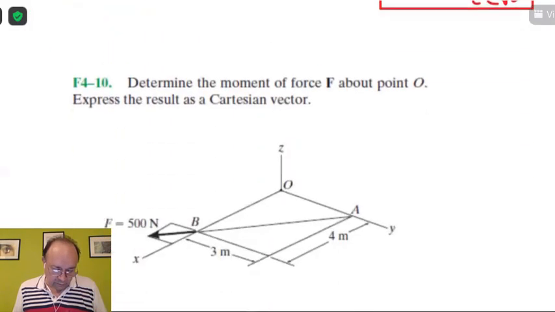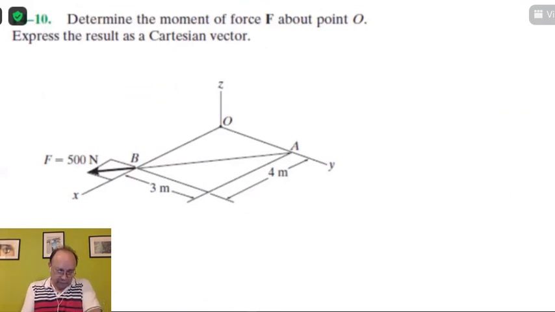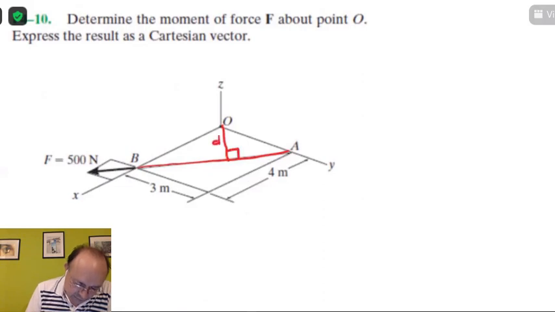Let's see one more. Again, we need to find the moment of the force with respect to O. It looks like 3D, but it's actually in the 2D plane, in the XY plane. So here, this is the line of action of the force AB. If we can find the distance from here to here, this is 90 degrees and this is D. So the moment will be 500 newtons times D. So let's see if we can find D.